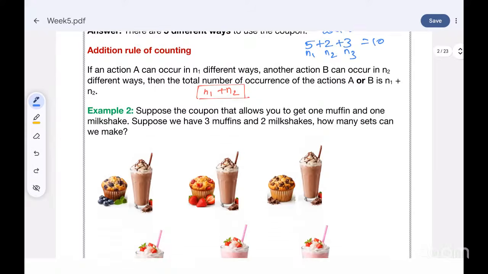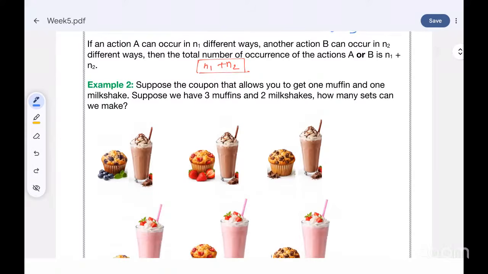Now suppose the coupon allows you to get 1 muffin and 1 milkshake.